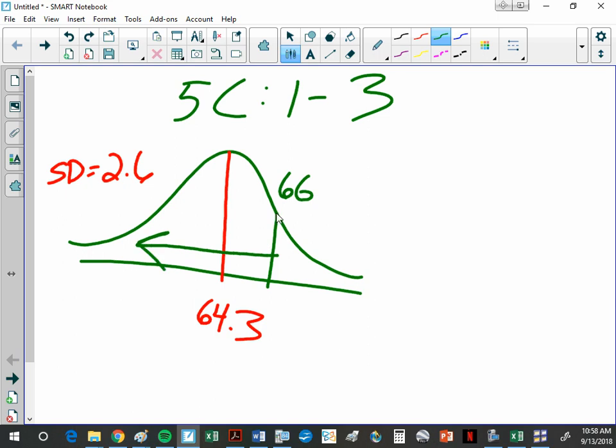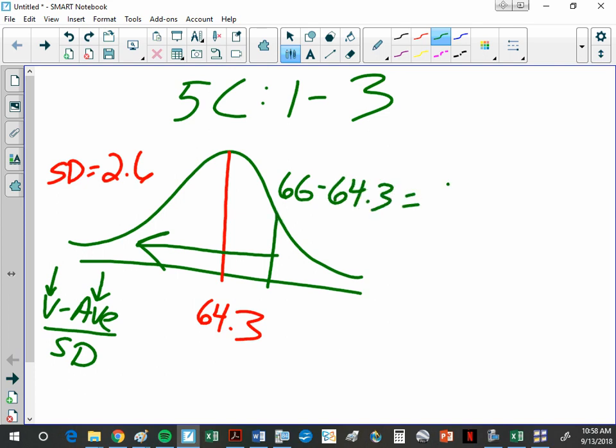Well, I need to compute a z-score. A z-score is the number I get when I convert any normal curve to the standard normal curve. And the formula is simply value minus average divided by SD. Why do I always want to put the value first and the average second? Then my signs will be correct. Anything that's to the right will end up being positive, and anything to the left will end up being negative. So I'm going to take 66 minus 64.3, and I get 1.7.